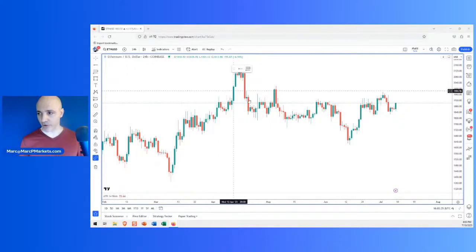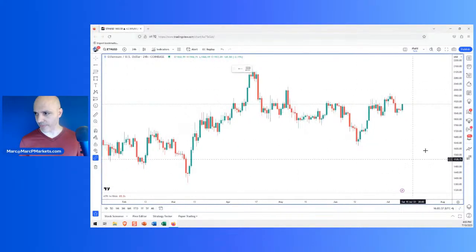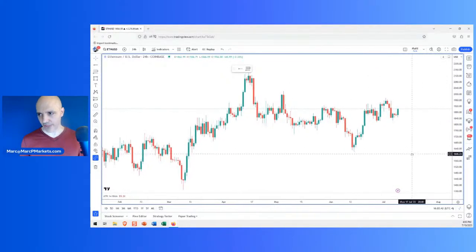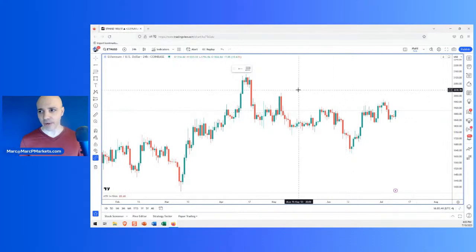I'm going to share it on the screen here in a moment. First, let me just run through Ethereum. So check this out, right? Ethereum is going to be a reflection of Bitcoin. It's not exactly, but if Bitcoin rallies, Ethereum is most likely going to rally.